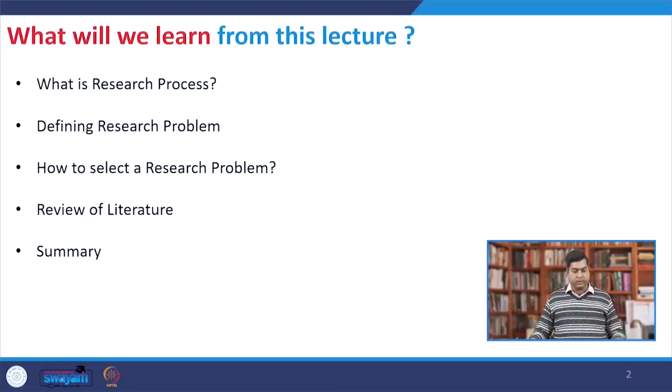In this particular lecture, what we aim to learn is what the research process is, then defining the research problem, then how to select a research problem and what the different criteria are that we should look into while selecting a research problem. Then we also discuss a component of the research process, that is the review of literature.